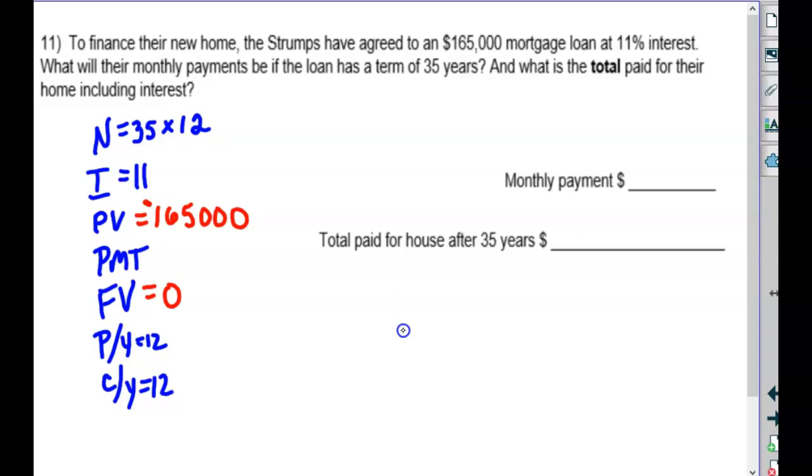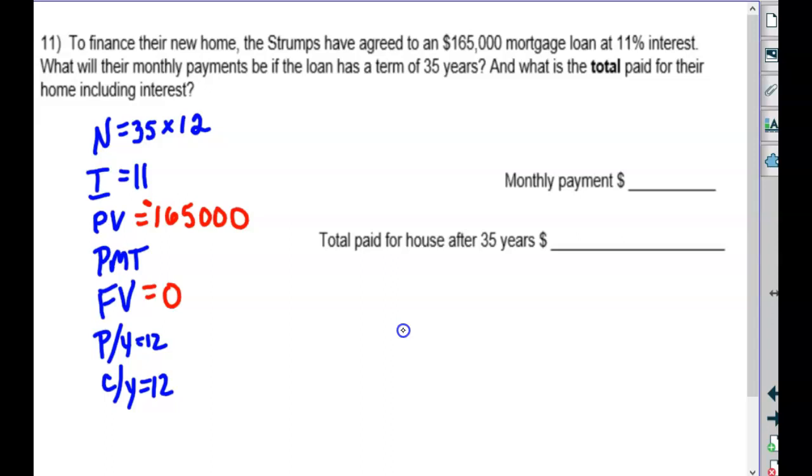35 times 12, 420. Oh, 11% interest. Anybody else realize how high that was? I think my first house was really high too. Interest in the late 80s was super high. Yes, I know that's like ancient history to you.